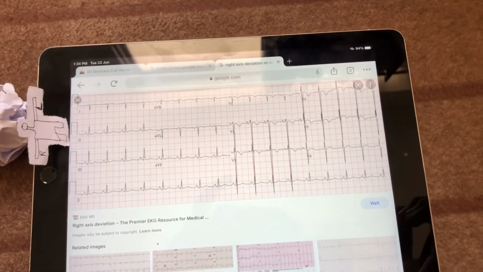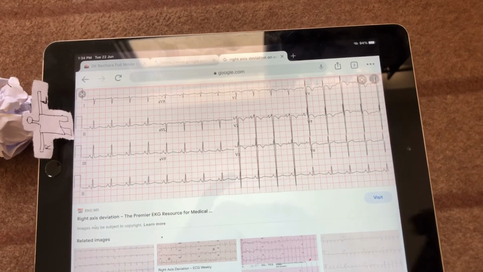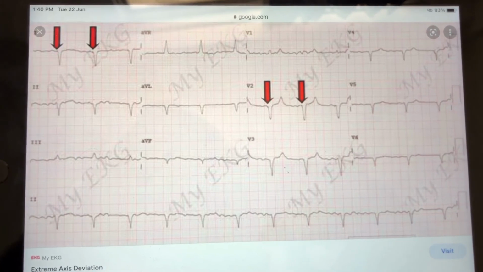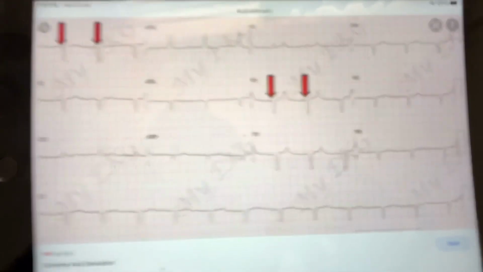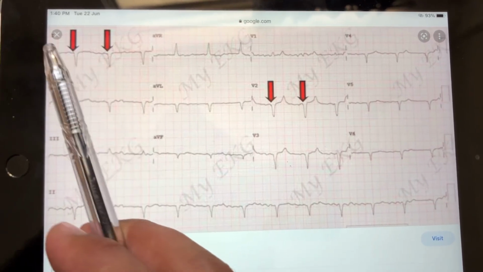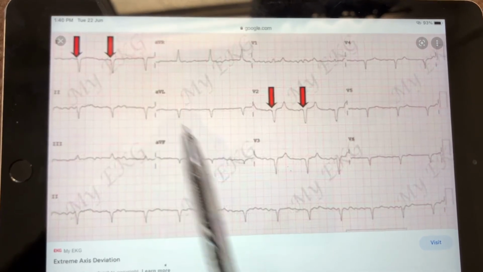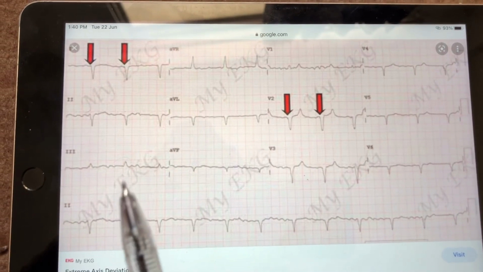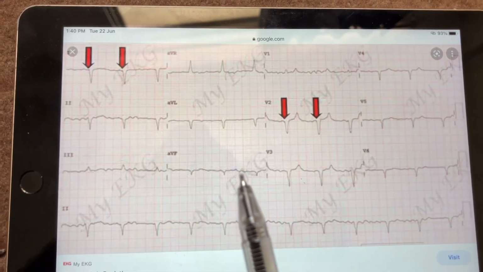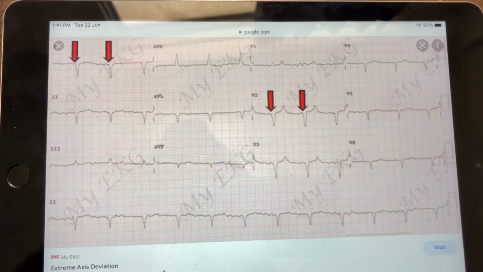So it was my own method that I use in emergency conditions to find the axis deviation. And this is the last one, which is extreme axis deviation. Look at lead number 1. It is written over here, lead number 1, downward deflection. Then lead number 2, downward deflection, and AVF, downward deflection. Look at this. So this is known as extreme axis deviation.